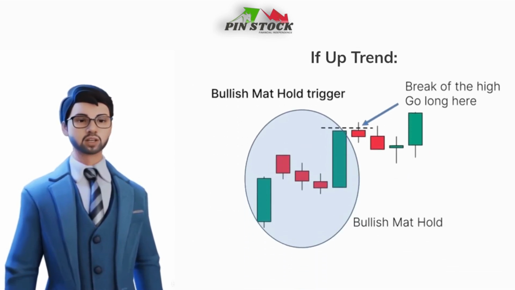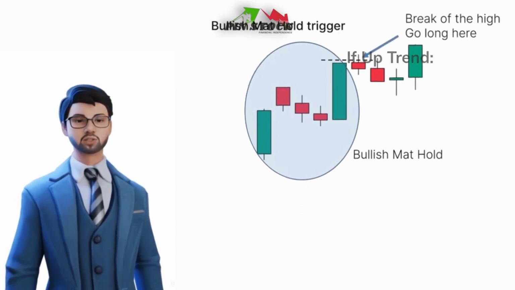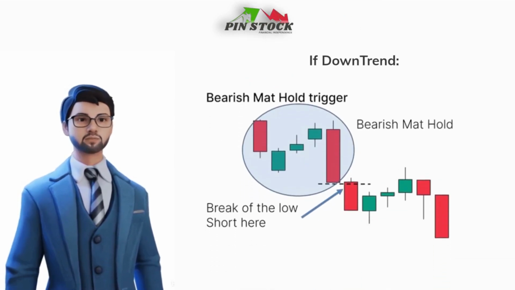This pattern is all about momentum. It doesn't matter whether the trend is bullish or bearish. What's important is that a strong trend is in place. So when a mat hold appears on your chart, go with the flow of the trend. It's likely to continue. These patterns are all about momentum. So trust the trend when you see one.